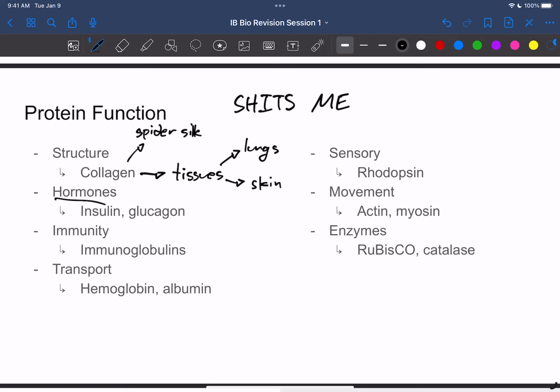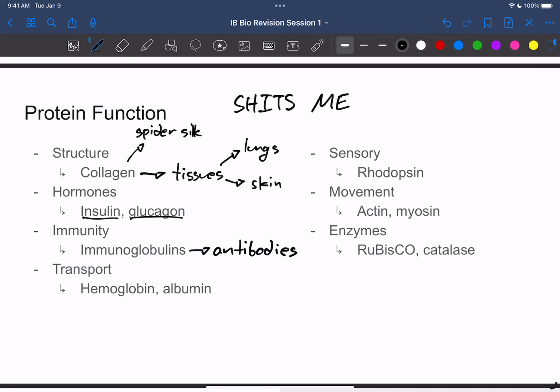Next is hormones. There are some hormones in your body that are made of polypeptides, and the main ones are insulin and glucagon, and there's a bunch more. But insulin and glucagon are made of protein, so they're pretty important in your body's homeostasis. Now you have immunity. So immunoglobulins, or antibodies. You've heard of antibodies, probably. These are very important in your immunity, and they're made of protein. So they're required for cell recognition, immune response, so many things.